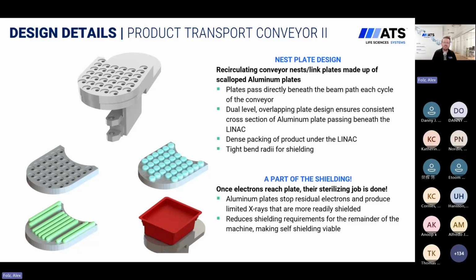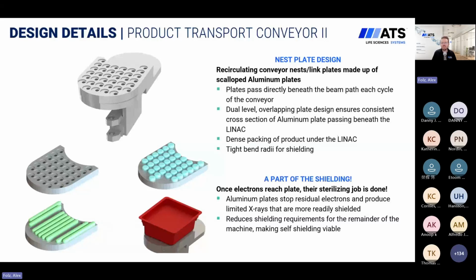So with this design, we're trying to get all three of those aspects into one, right? Common thickness, tight turns, tight product packing. And that's really what we're able to achieve with this dual level overlapping plate design. Even as I turn and go beneath the linac, you're always getting two plates to pass beneath it. So that's giving us a consistent level of aluminum between the linac itself and some of the bearings, which you can see the hubs where the bearings would be embedded in the link underneath.